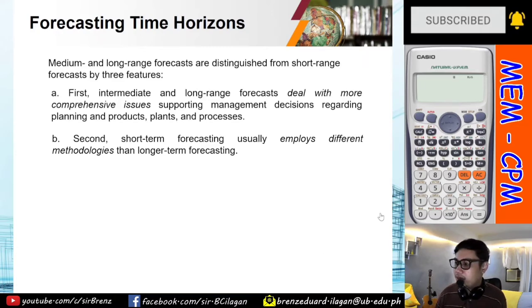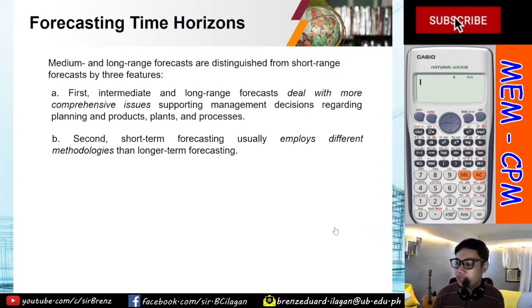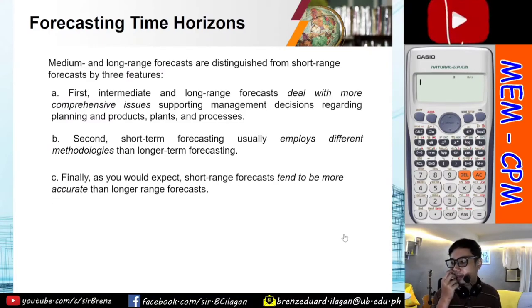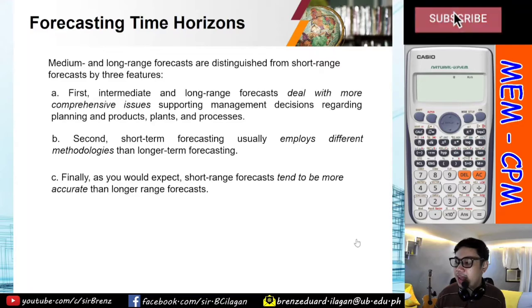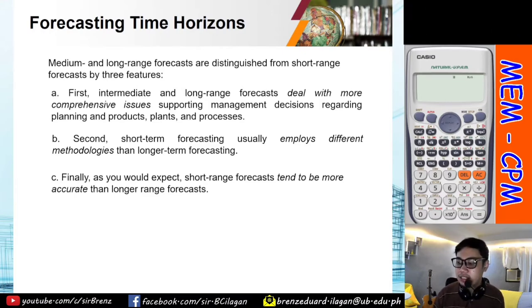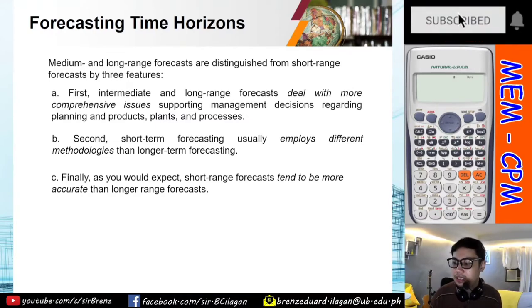Broader, less quantitative methods are useful in predicting such issues as whether a new product, for example an optical disc recorder, should be introduced into a company's product line. And finally, as you would expect, a short-range forecast tends to be more accurate than a longer-range forecast. Why? Factors that influence demand change every day. Thus, as the time horizon lengthens, it is likely that forecast accuracy will diminish.